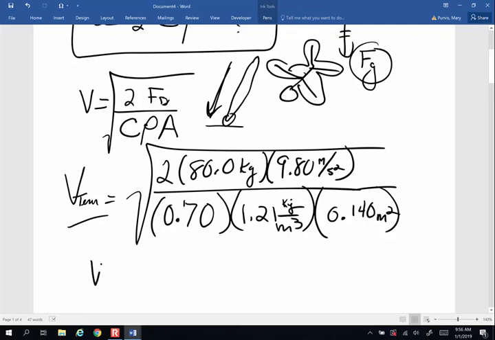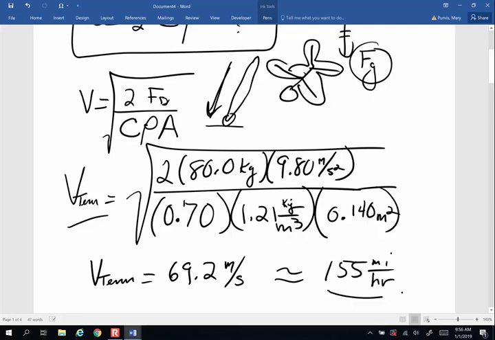So if I shove all of these numbers into my calculator, I get out the other end 69.2 meters per second, which is just about 155 miles per hour, and that is because typical terminal velocity for a body is about 120. This is faster. Why? This person has a small cross-sectional area, and so they are making themselves sleek and speedy.